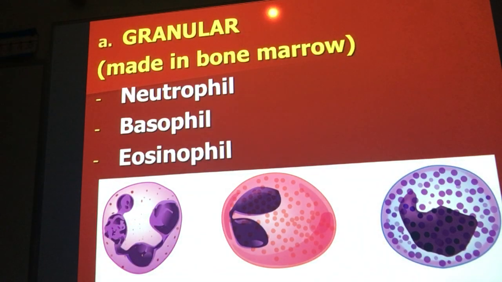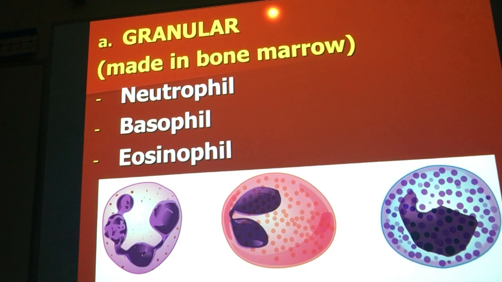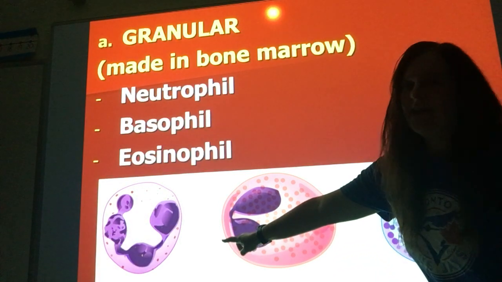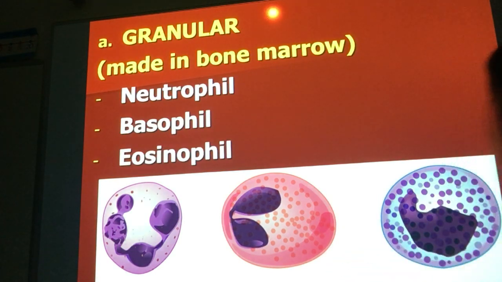Then, the granular types are made in the bone marrow, which I just talked about. I'll show you that picture. There are three of them. The first one is called the neutrophil. That's a neutrophil. That's something called an eosinophil, and then a basophil. That's all I'm going to say about it.